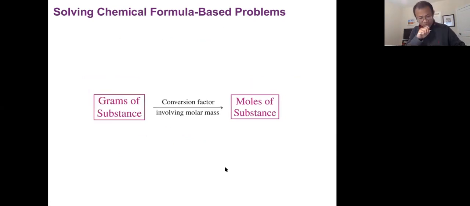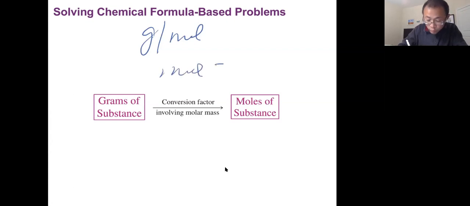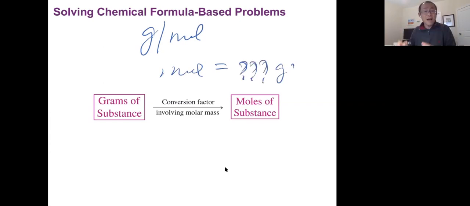Next, if I want to convert the grams of something to the moles of something, what conversion factor do I use? Molar mass. What is molar mass? Grams per mole. What does gram per mole mean? It means 1 mole equals how many grams? So molar mass will tell us the relation between mole and grams. 1 mole, how many grams? How do we know the molar mass?